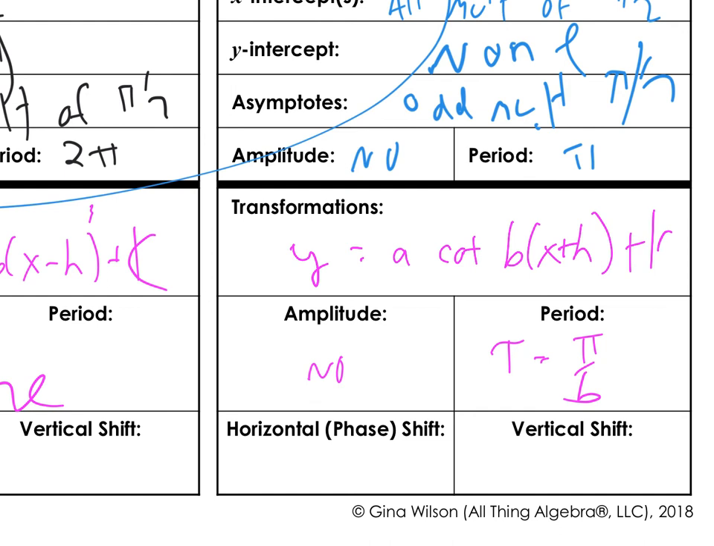Why is this one a plus, not an x minus h? I'm sorry. It should always be minus because we think of the opposite. We said a plus h number means to the left, a minus h number means to the right. And the vertical shift is still K.